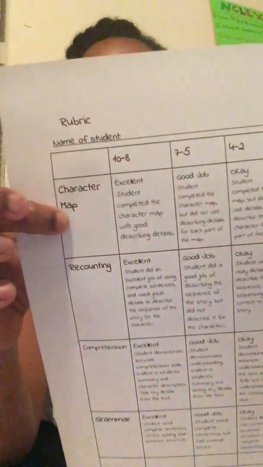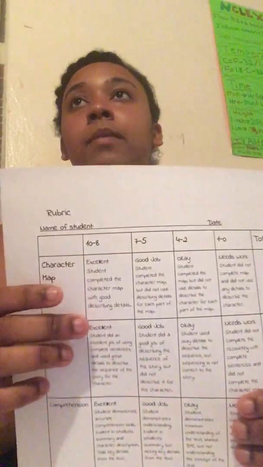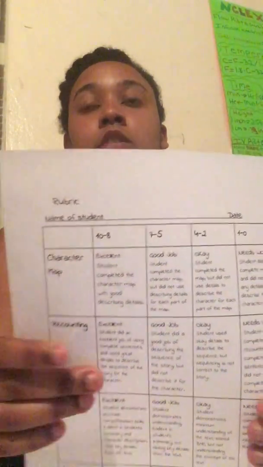The rubric for this specific activity will be out of 40 points. Students will be graded on their character map, their recounting, their comprehension, and their grammar. So for this specific activity, excellent would be the student completed the character map with good describing details. So they didn't just state, oh, he saw the cat in the hat, or she went in space. The student recalled key details from the story. They were using lots of adjectives, and they completed all parts of the character map.